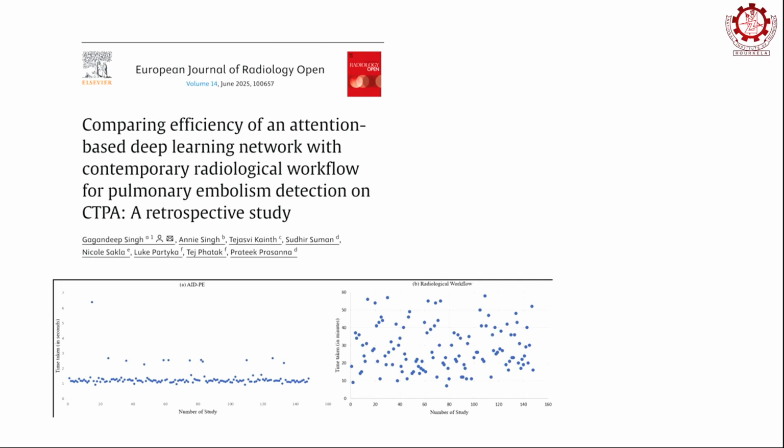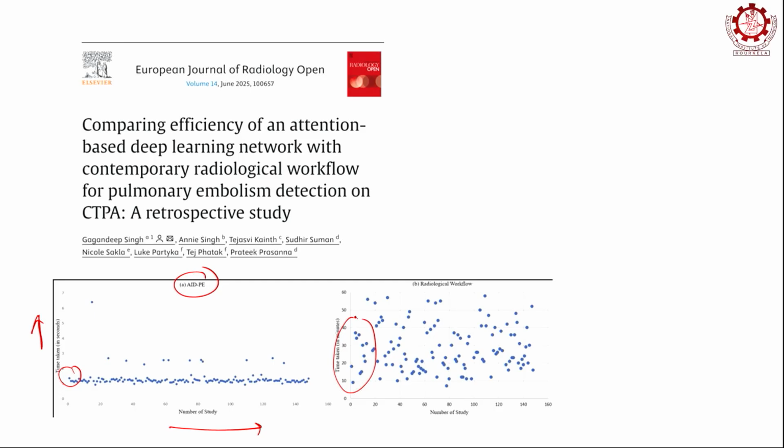Our system was called AID-PE. On the y-axis you see the time taken, on the x-axis you see the study number. We had about 140, 150 studies, and these are time taken in seconds. So we clearly see that the time taken for our system to ingest the image and give you the output was in the order of seconds, as compared to how much time it took for the image to actually come in and get the output from the radiologists, where it was in the order of minutes.